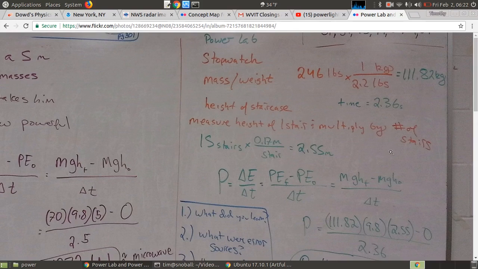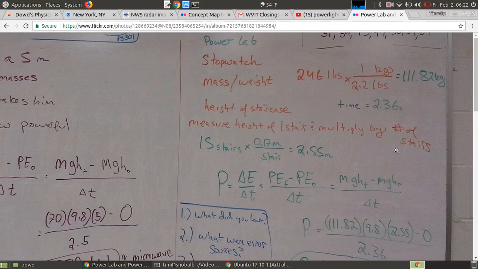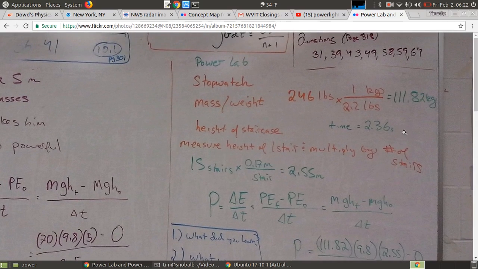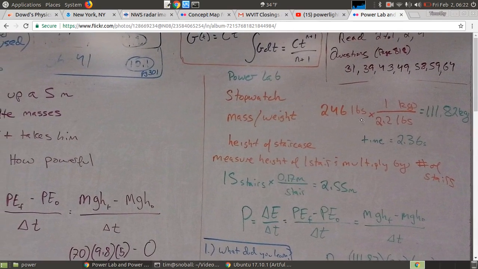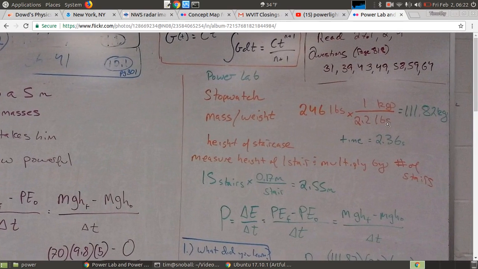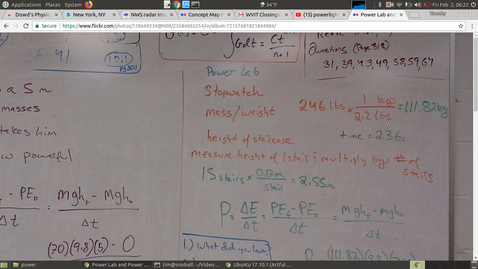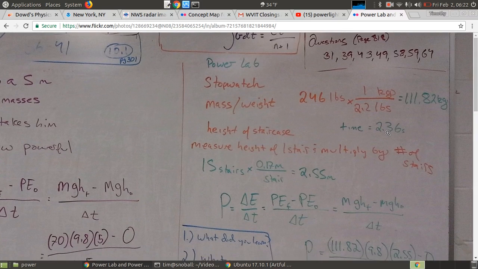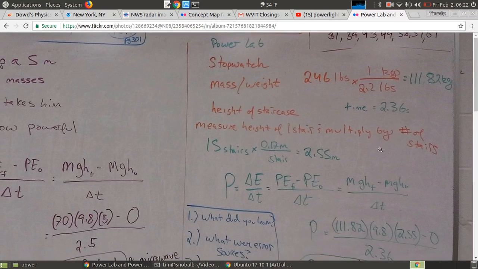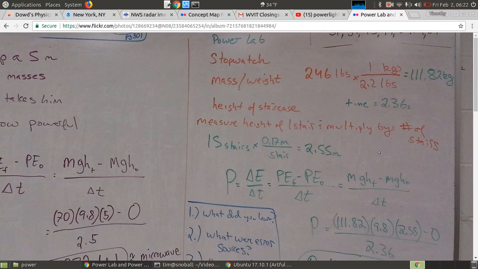So this is the calculation for a run I did at Southmore High School. In order to calculate it, you need your mass in kilograms, which you can get by multiplying your weight in pounds by 1 over 2.2, or dividing by 2.2. You then need the height of the staircase. So at Southmore, the main staircase, each riser was 17 centimeters, 0.17 meters, and there were 15 of them. At other schools, it will be different, of course.